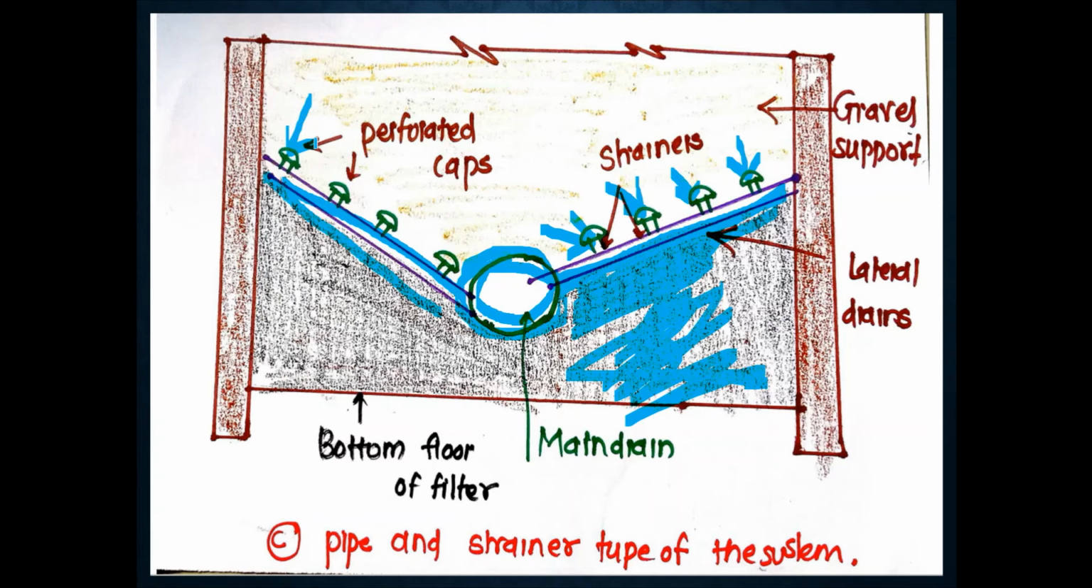In this system strainers are installed on the pipes, and perforated caps are made up of metal such as brass caps, and their holes or openings will be able to supply the compressed air as well as the wash water. And it is the most costly system. Why? Because you have to make the arrangement for the cost of the pipe also, and you have to make the arrangement for the strainer also. This is the third type of the under drainage system, and the costliest type, that is nothing but the pipe and strainer type of the system.